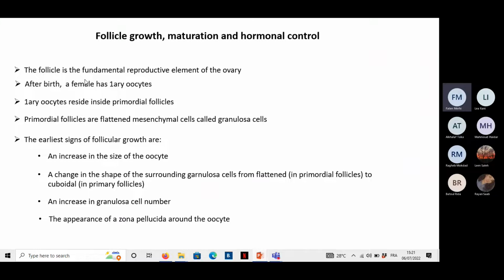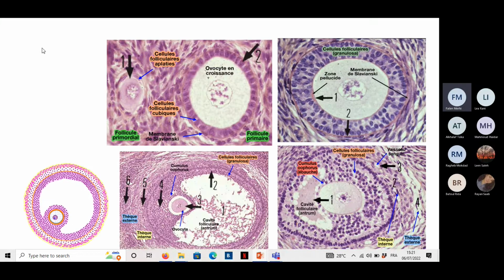Now, the ovarian follicle is the fundamental reproductive element of the ovary. After birth, a female has primary oocytes. Primary oocytes reside inside primordial follicles. We will see this. As I was saying, this is inside of the ovary. We have the oocytes, and those oocytes, as we have said, are surrounded by follicular cells. The most immature are surrounded by follicular cells to form an ovarian follicle.